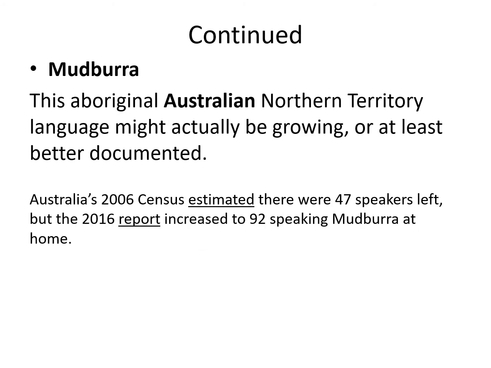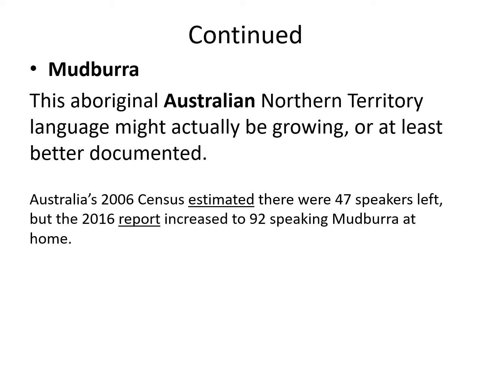Next endangered language is Mudbra. This Aboriginal language is spoken in the Australian Northern Territory. That language might actually be growing, or at least be better documented. It means that before this it was in danger, but with the passage of time it is growing. Speakers of that language are in growing numbers.